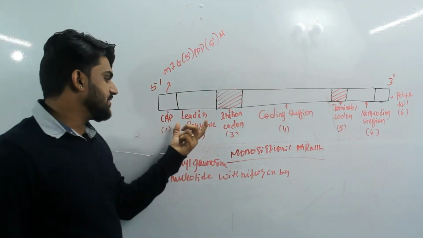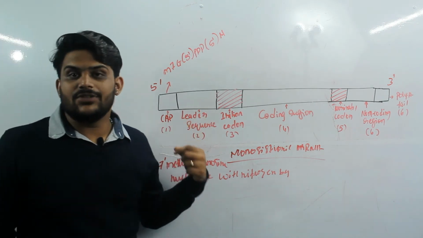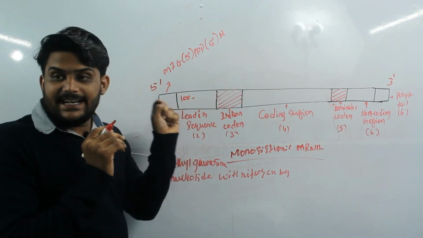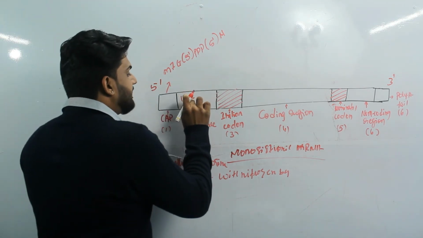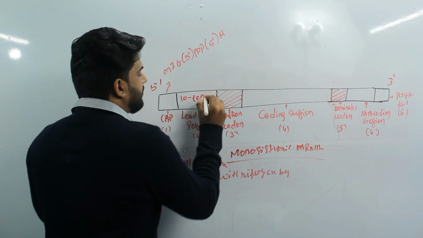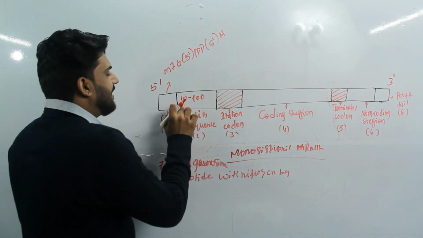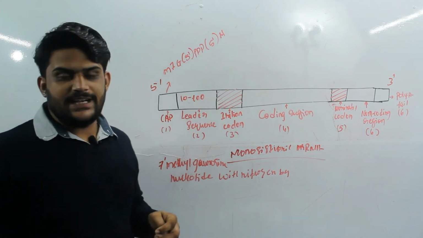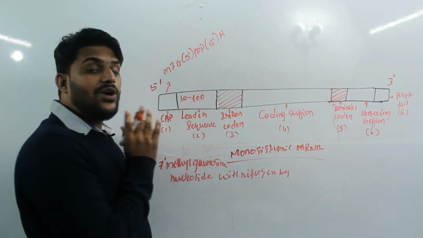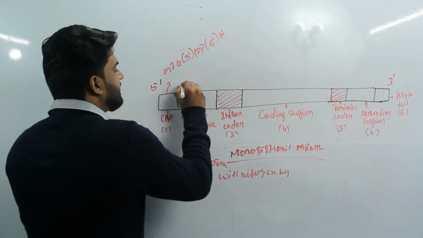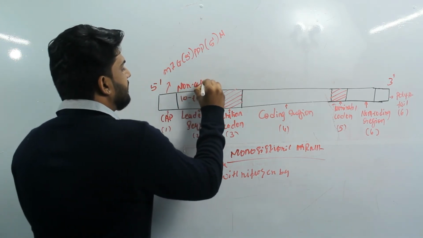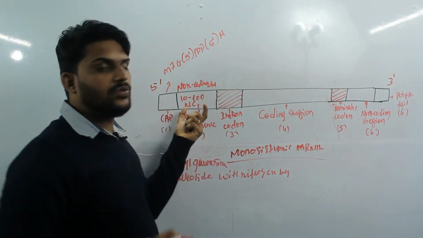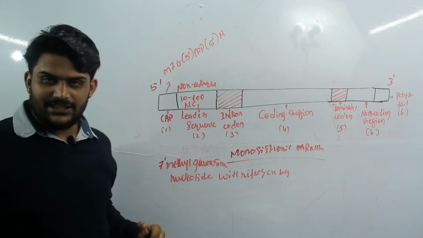Coming to the next position, this is the leader sequence. The leader sequence has 10 to 100 nucleotides, which is also known as a non-coding region. That is termed as NC1, the first non-coding region, which is known as the leader sequence.